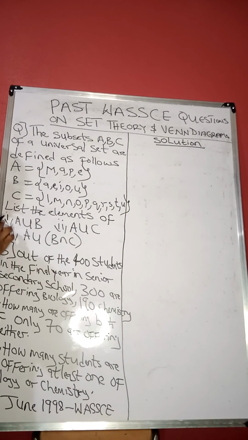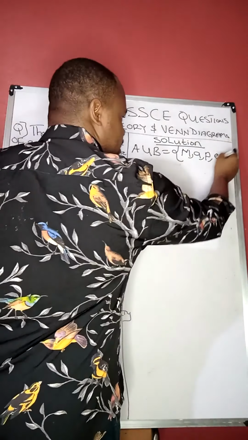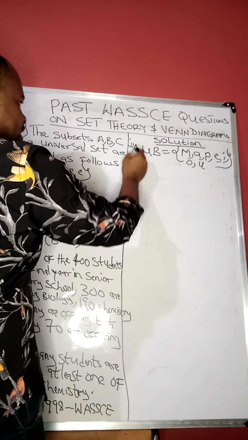M, A, P, E. Well, we've concluded with the elements of A. Because union means you are listing all the elements, we now come to the elements of B without repeating any. The elements of B: I'm having A, I've already written A. I'm having E, I've already written E. The next one is I. The next one is O. And finally U. So these are the elements in A union B. That's the first question.